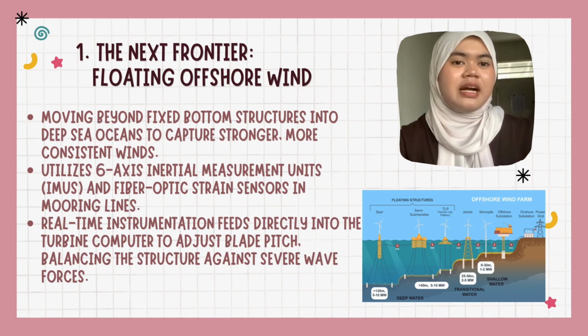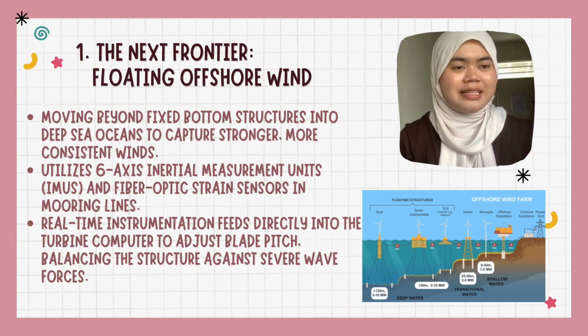Traditional offshore turbines are fixed to the seabed, but the strongest, most consistent winds are out in the deep ocean. Operating in deep waters introduces extreme wave force and platform tilting. To handle this, future turbines are integrating advanced 6-axis inertial measurement units and fiber optic strain sensors deep within their floating hulls and mooring lines. These instruments talk directly to the turbine's internal computer, adjusting the blade pitch in milliseconds to balance the entire structure against sudden rogue waves, preventing catastrophic mechanical stress.